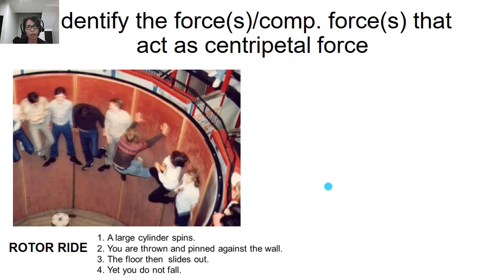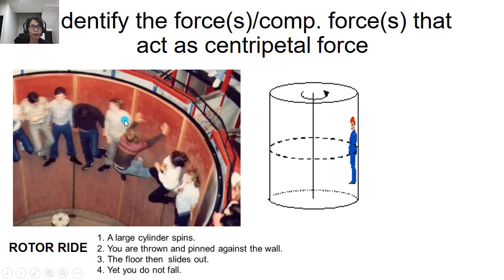So for this situation, what force is acting that provides the centripetal force? As we can see, as the rotor rotates in circular motion, we are pinned against the wall, so we have weight downwards, and then we lean against the wall, so perpendicular outward from the wall, we have the normal reaction force. And then in order to prevent us from sliding down, we must have a friction force acting upward. So these are the three forces acting on a person pinned against the wall as the rotor rotates.